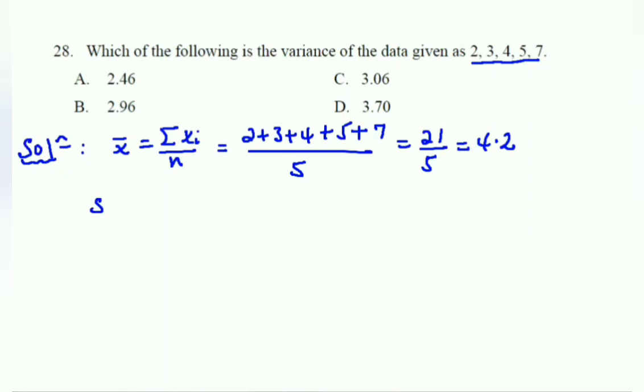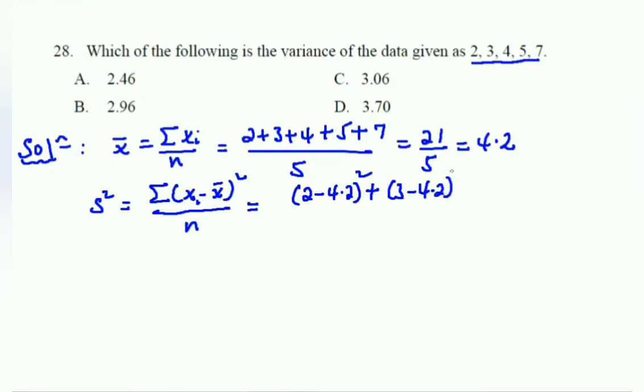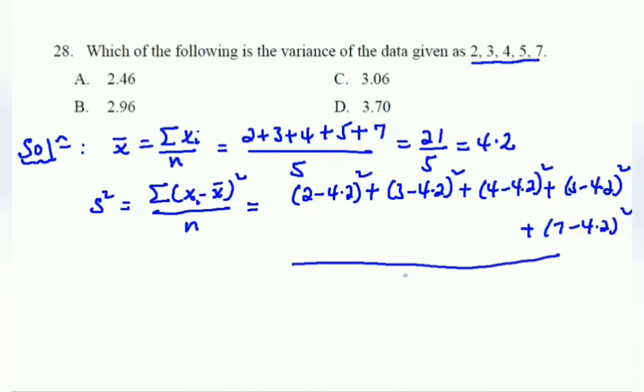Then to calculate the variance, which is denoted by S squared, we use the formula: the sum of the squared differences between the elements in the data set and the mean, then divide by the total number of data. So this means 2 minus 4.2 the whole square plus 3 minus 4.2 the whole square plus 4 minus 4.2 the whole square plus 5 minus 4.2 the whole square. You can continue like this, plus 7 minus 4.2 the whole square, and you divide this result by 5.